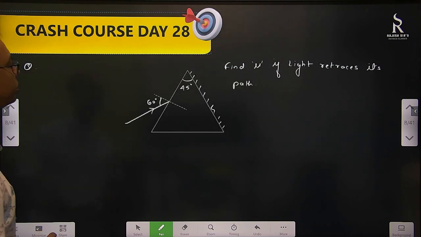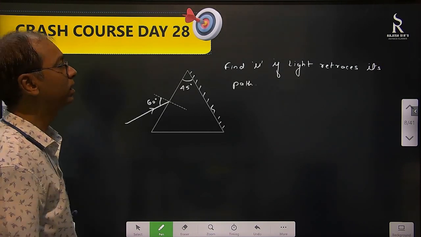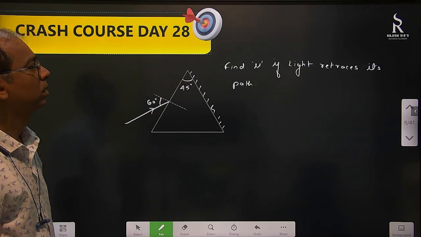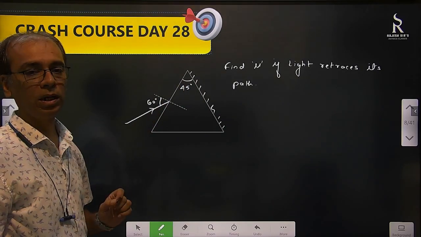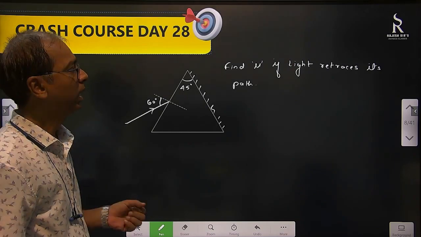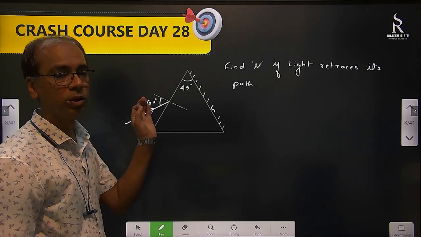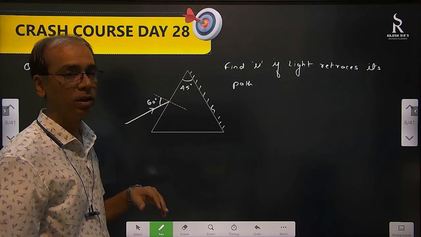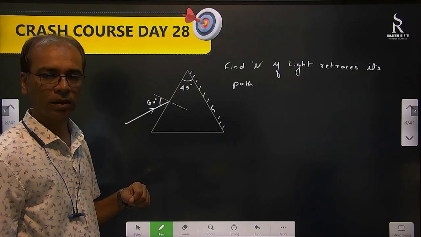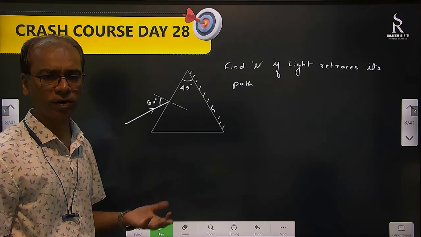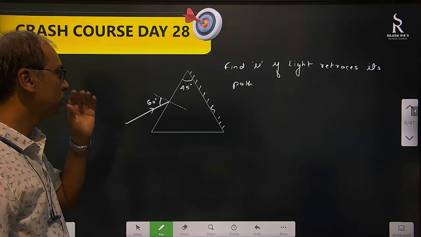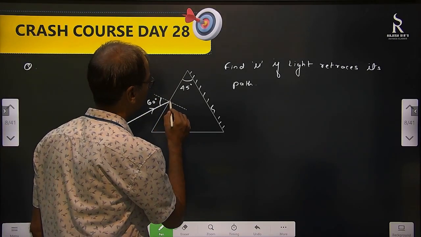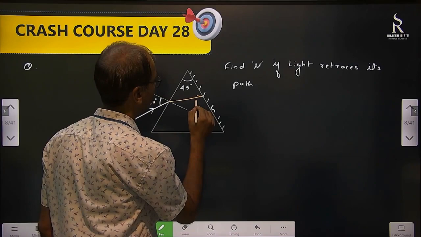Next one: find mu if light retraces its path. Now here this is silvered. We have made it a mirror. So when light retraces its path, remember, it retraces from the mirror only when the light is going to hit the mirror perpendicularly. In the case of a plane mirror, and in the case of curved mirrors too, if it hits perpendicularly, it passes through the center of curvature. So this is also going to retrace its path. It goes and comes back.